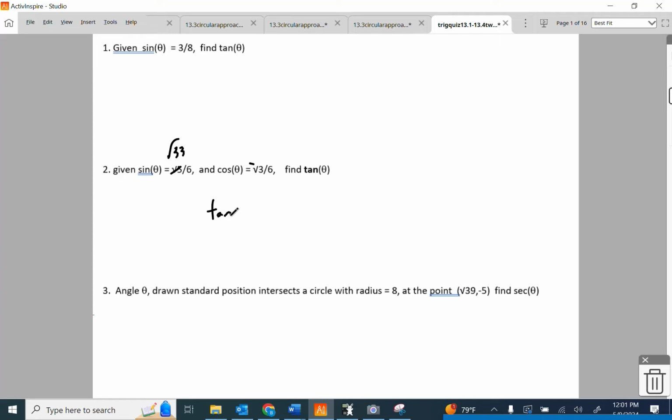I haven't talked about that with y'all because I didn't get as far as I wanted to. But tangent is defined to be sine over cosine. That is a trig identity. It's called a quotient identity.